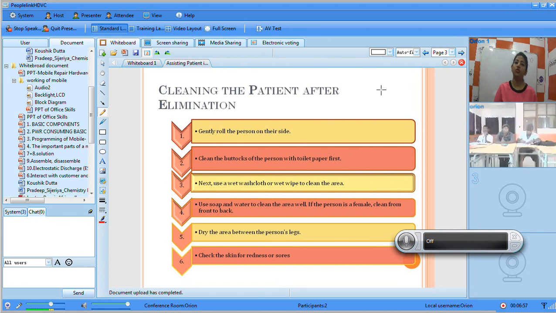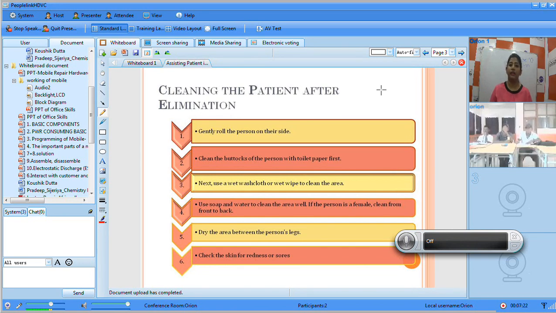Next, we will move on to taking a clean towel. We are going to wet the towel in lukewarm water and then clean the area. We will be using soap. Soap is a disinfectant. It actually kills the germs.